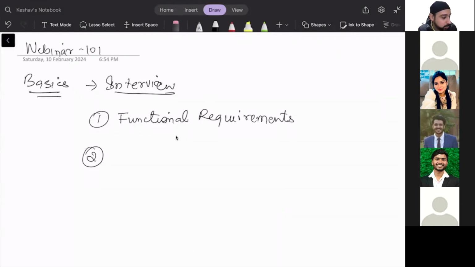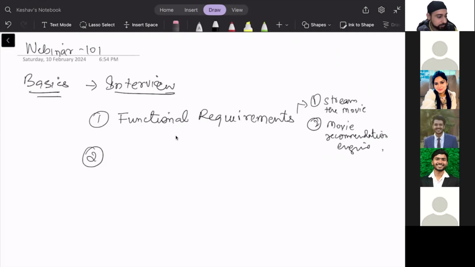When I say the functional requirements, what I mean is what do you expect the system to do? Let's say, taking the example of Netflix, of course, it needs to stream the movie. So maybe one of the functional requirements is to stream the movie. Do you want to build a movie recommendation engine with this? So maybe that. So these are the functional requirements that are there.